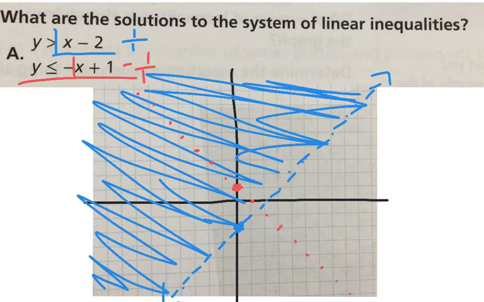Okay, now what kind of line should this one be? Solid or dashed? Solid, because it has an equal to sign. So here I'm going to have a solid line.